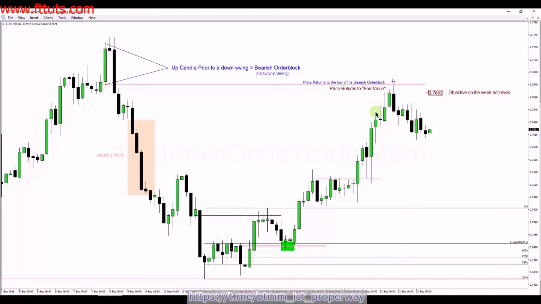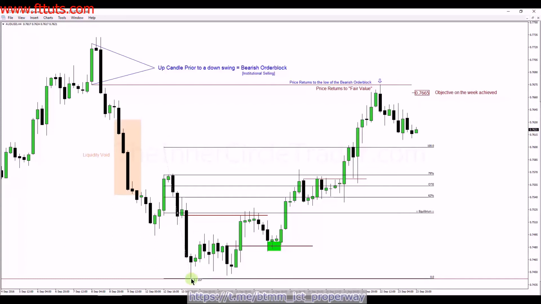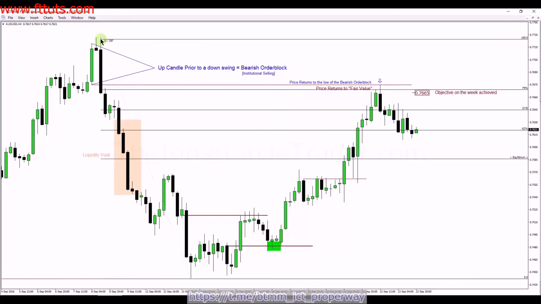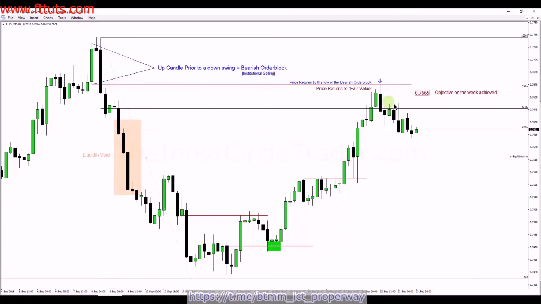Remember that we just discussed equilibrium to premium. In the range from this high to this low, we're above the 50% level, and here we're in the upper portion of the optimal trade entry, or 62 to 79% retracement level. I'll show you what that looks like. The low to the high: 79% retracement level, 70.5, 62% retracement level. So the market goes right up into the 79% retracement.